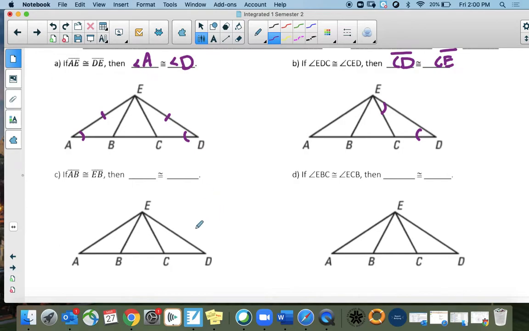Okay, and the next one, if we know AB is congruent to EB, then the angles, we have angle A. That one's kind of the easy one. Angle A is going to be congruent to this angle, but we can't call this angle C, remember, or angle E. The reason we can't call it angle E is because angle E could refer to all three of these angles plus the really big angle. So we have to be more specific. So this we'd have to call it angle AEB.